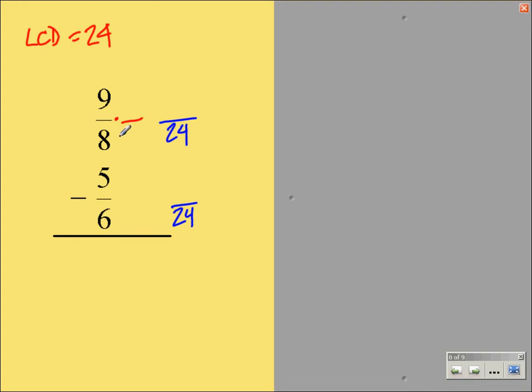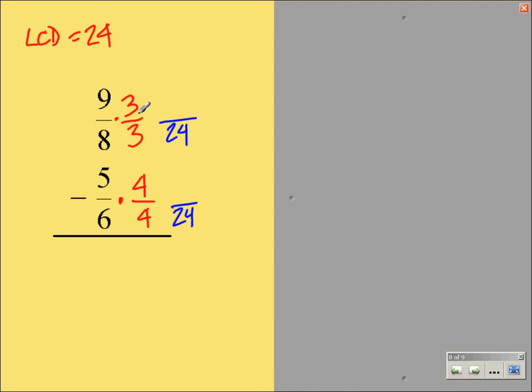Let's multiply it by a fraction of 1 here. 8 times what gives me 24? It's 3. So that's going to be my fraction of 1 there. And here, 6 times 4 will give me 24. So 4 over 4 will be my fraction of 1 there.